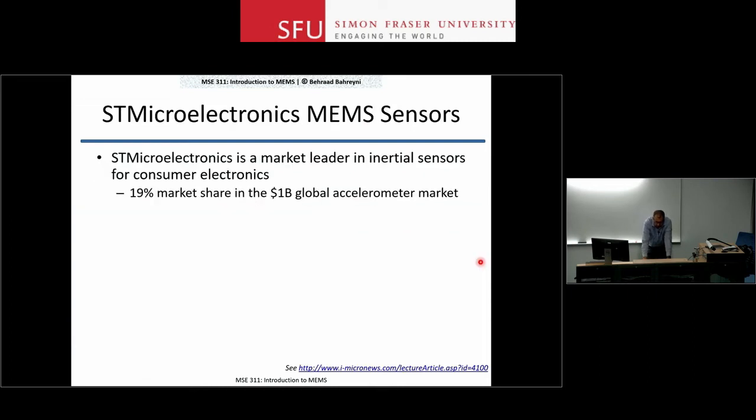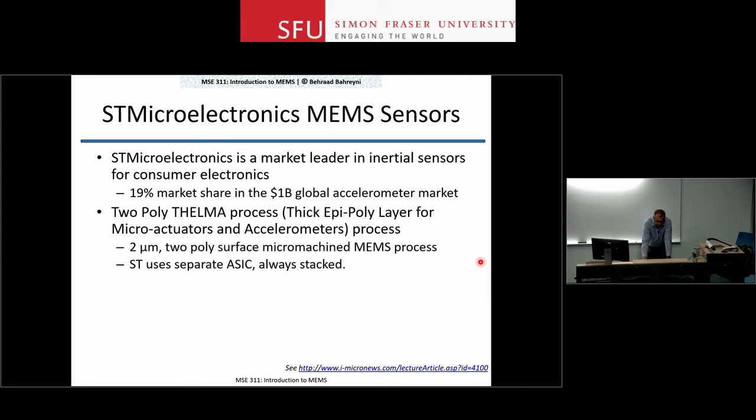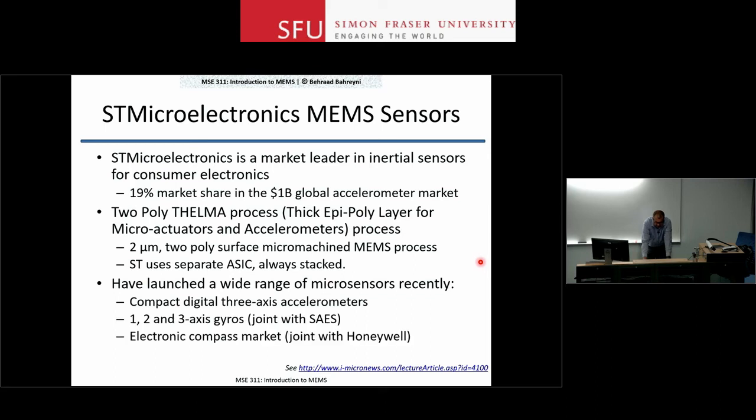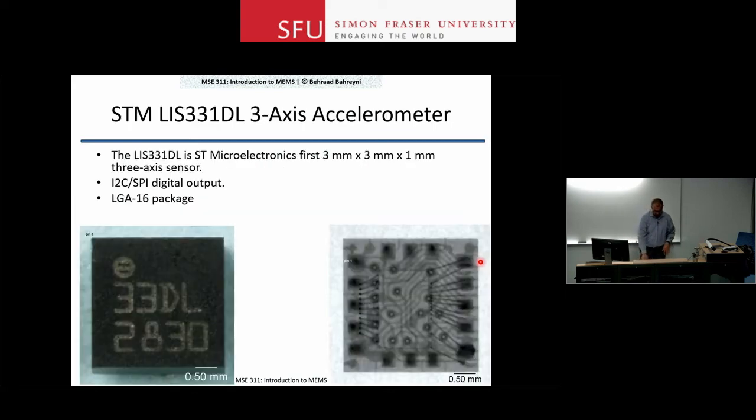Another big player in the accelerometer market is STMicroelectronics. I'll just go through this a bit more quickly. There are a lot of similarities between all the offerings from these companies, so just sticking to the interesting parts, here's an example. It's a 3-axis accelerometer, 3 millimeters by 3 millimeters by 1 millimeter. That's the package dimension, and this was used in the iPod Nano, right?